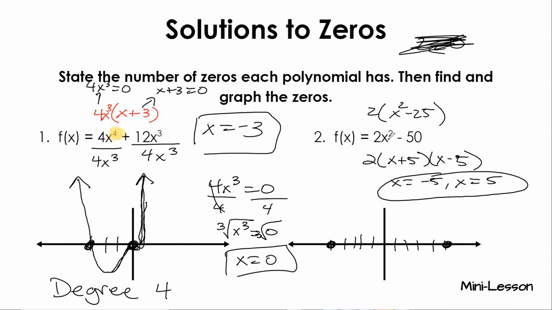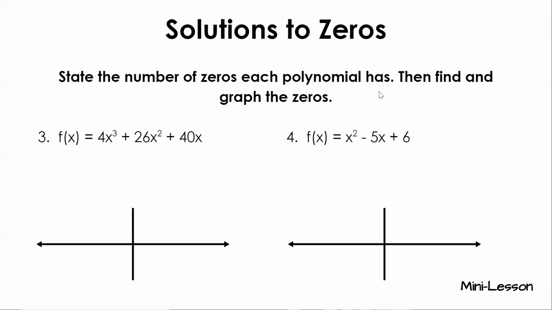Okay, now what's my degree? 2. And so this guy is gonna look like a parabola. Done. All right, so I'm gonna go ahead and work number 4, and then we can come back to 3 if we got a second.